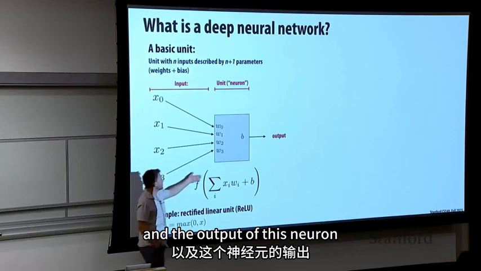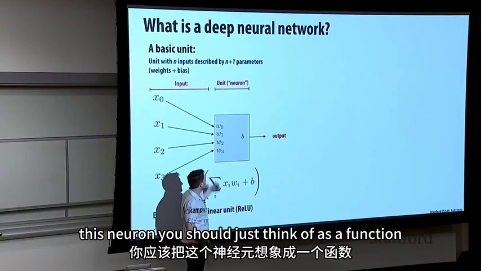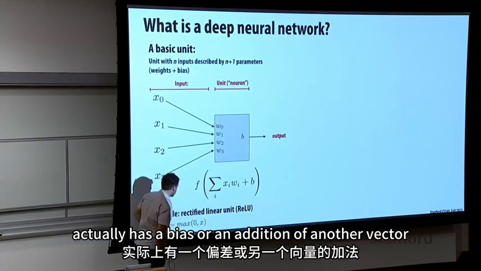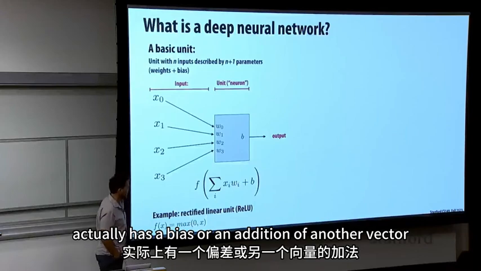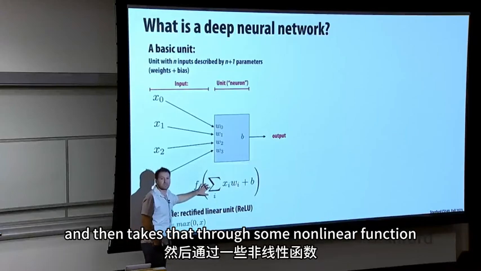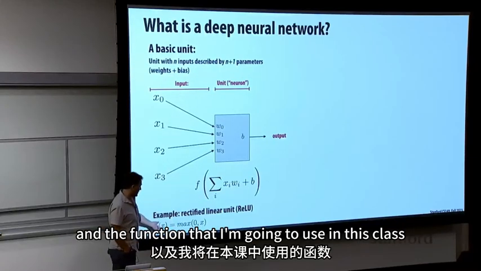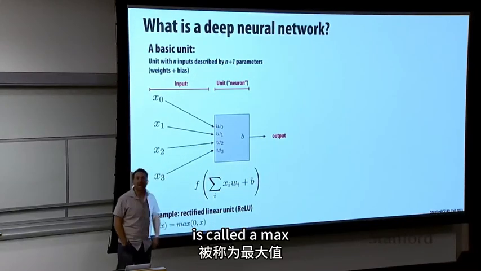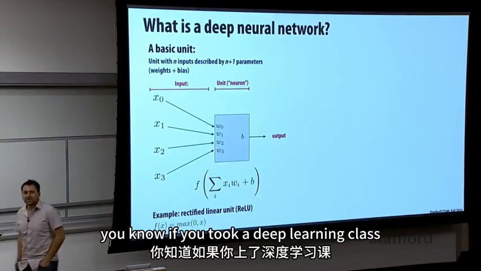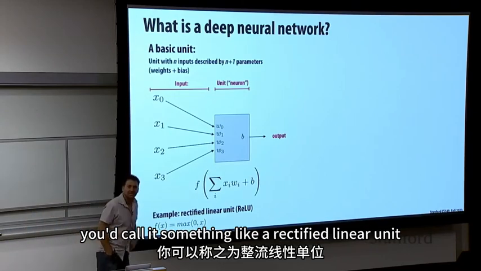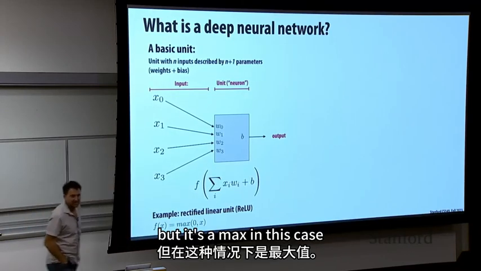The output of this neuron you should just think of as a function which performs a dot product between two vectors, optionally adds a bias, and then takes that through some nonlinear function, and that doesn't really matter either. The function that I'm going to use in this class is called a max. If you took a deep learning class and wanted to feel better about yourself, you'd call it a rectified linear unit, but it's a max in this case.